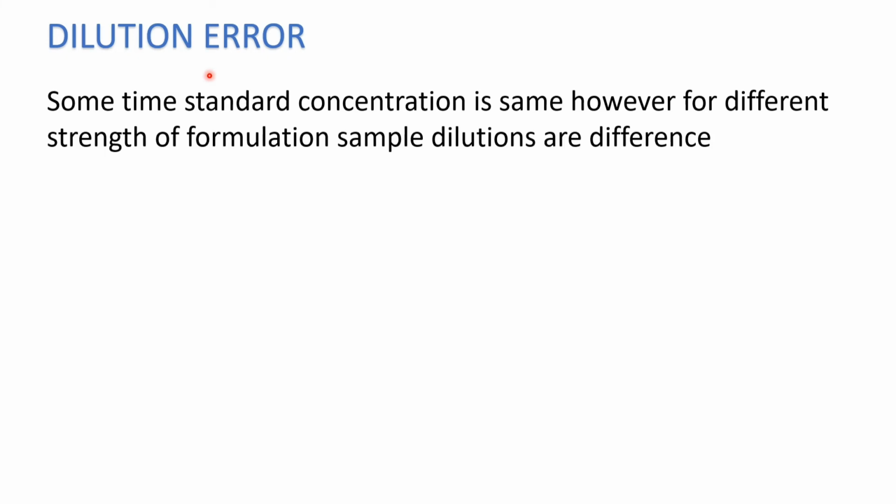So, another example for the dilution error which happens in the lab. Sometimes the standard concentration is the same, however for different strengths, formulations, and samples, the dilutions are different. So your boss has given you two different strengths for the same product, and now you have to do the analysis. Here the standard concentration is the same, but your sample dilution is different.